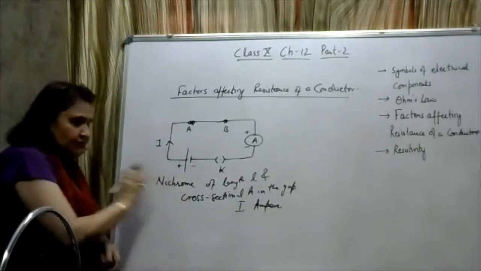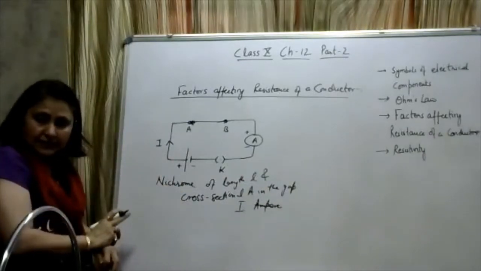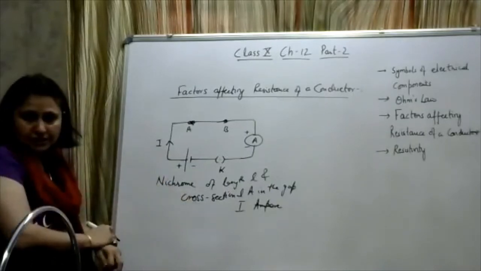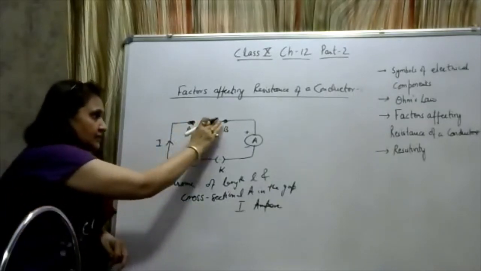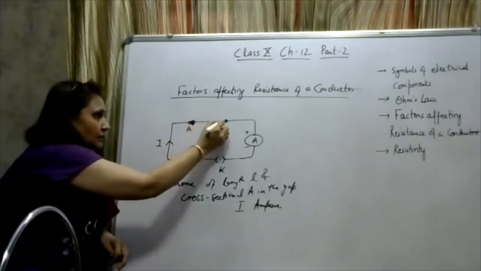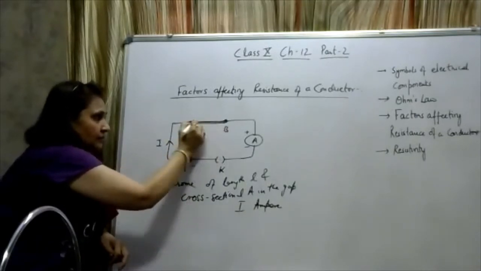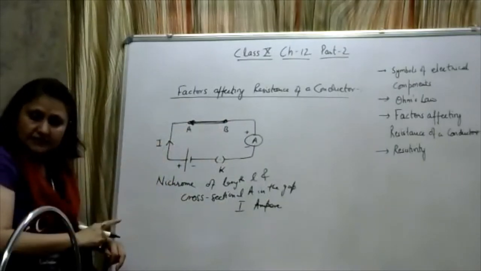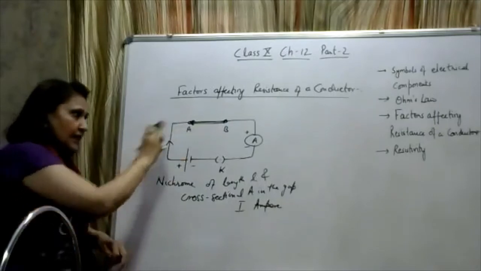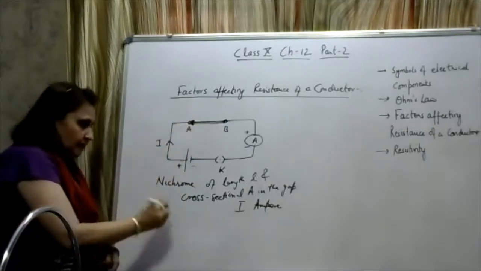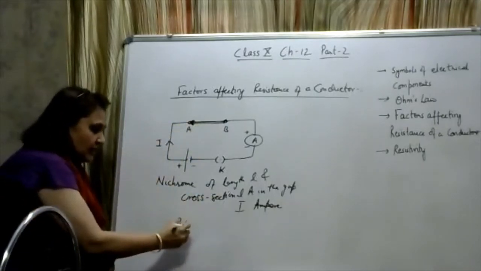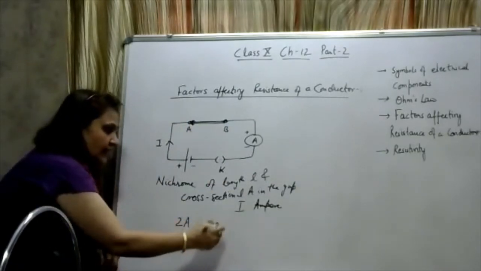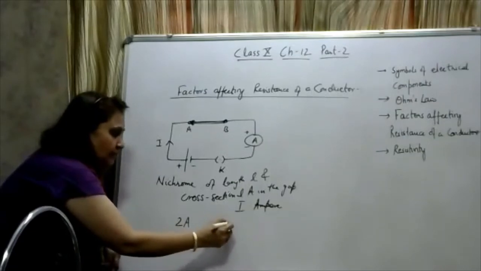Now we remove this wire. We connect another nichrome wire of the same length, but double the cross-sectional area, that is, double the thickness. So now we connect a thicker wire whose thickness is double that of the previous one. Length is the same, material is the same: it is the nichrome wire, length L, but the cross-sectional area is 2A. It is found that the reading of the current becomes 2I amperes.